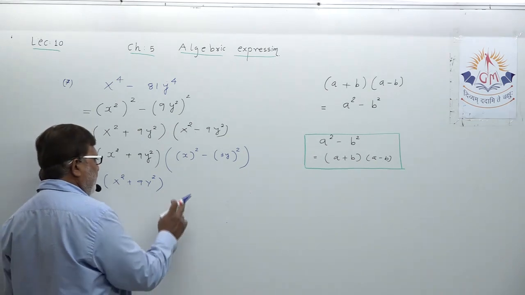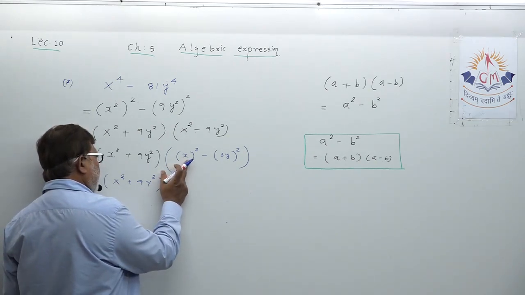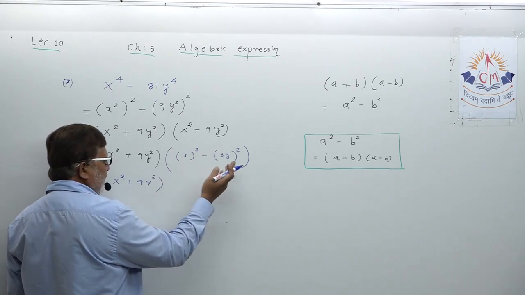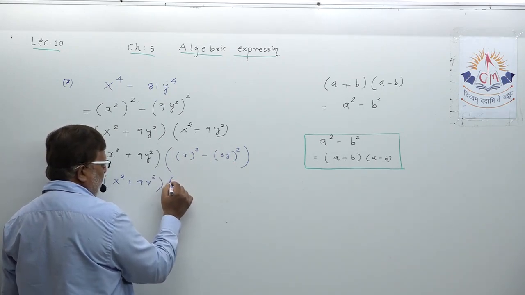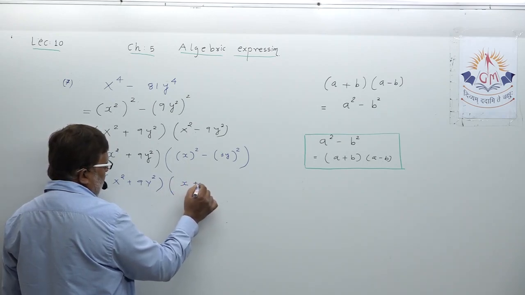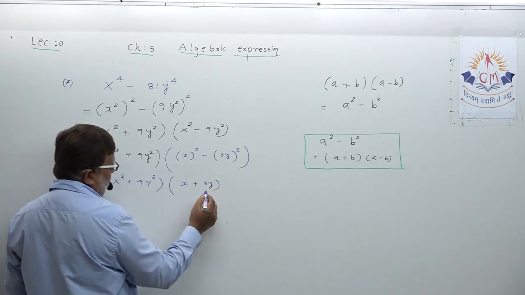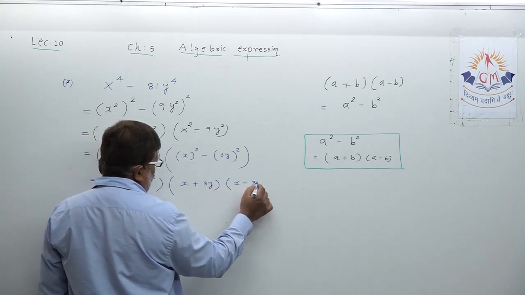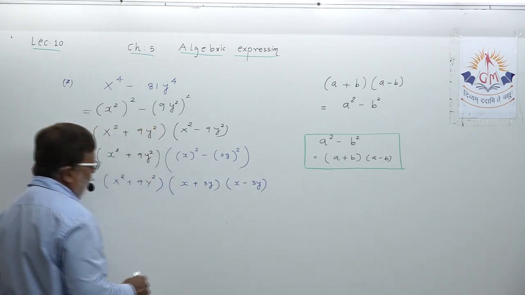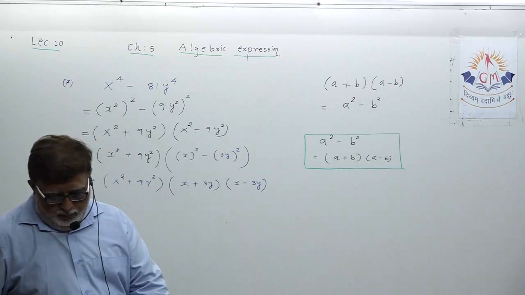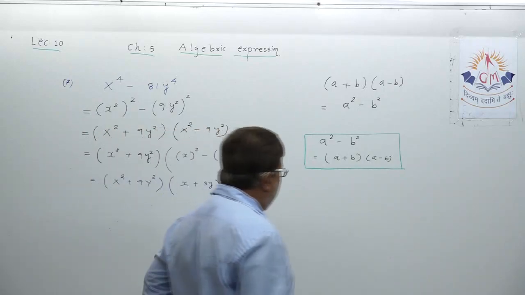But here, dear student, this is looking like a square minus b square. So let us factorize a plus b, a minus b. So in first bracket, a plus b, x plus 3y. In second bracket, a minus b, x minus 3y. Be watchful in this example, okay? Please verify this sum properly.